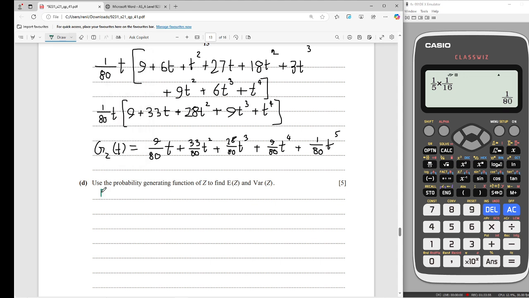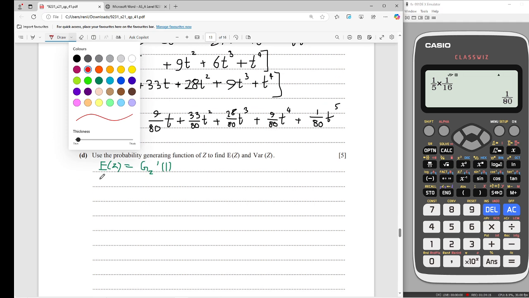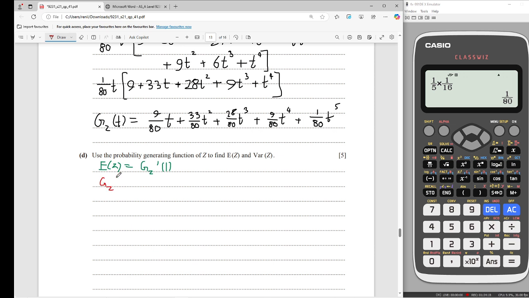So it's E of z equals to the probability generating function of z when differentiated, and you have t equals to 1. So let's first find the PGF of z itself, PGF and differentiated. So that's going to be denoted as like this. It's equal to. Now we just need to differentiate.